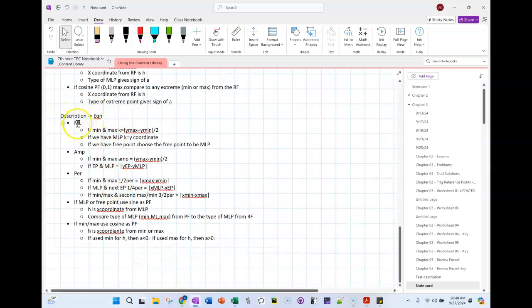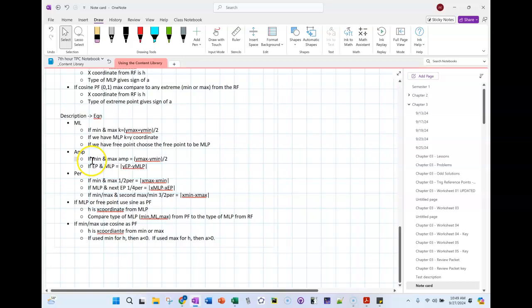If I want to go from a description to an equation, and I'm looking to find the midline, I know that if I have a minimum and maximum, I can take the average of their y coordinates to get K. If I have a midline point, then K is just the y coordinate from that. Or if I have a free point, I'm just going to pick it to be a midline point, and then K is the y coordinate from that.